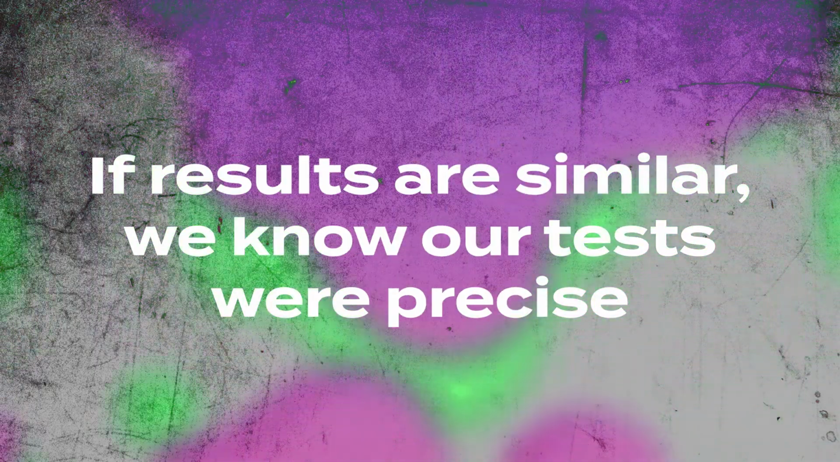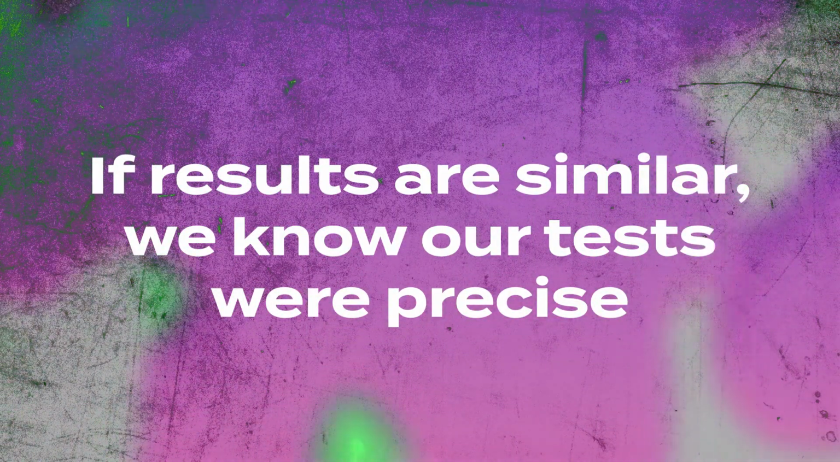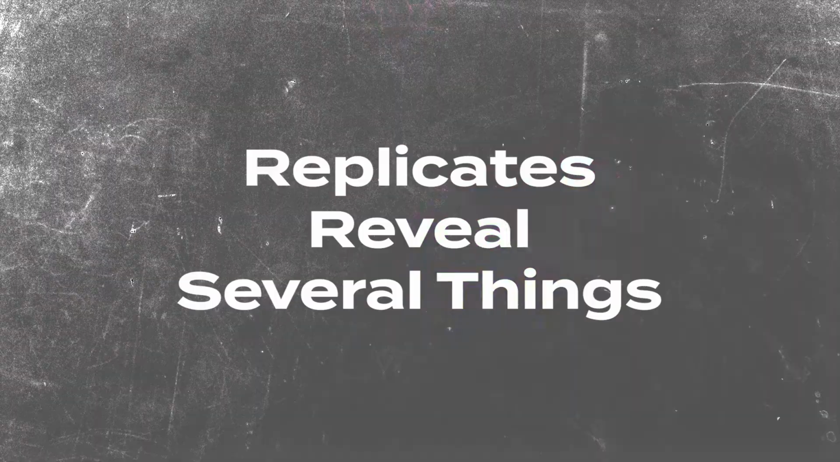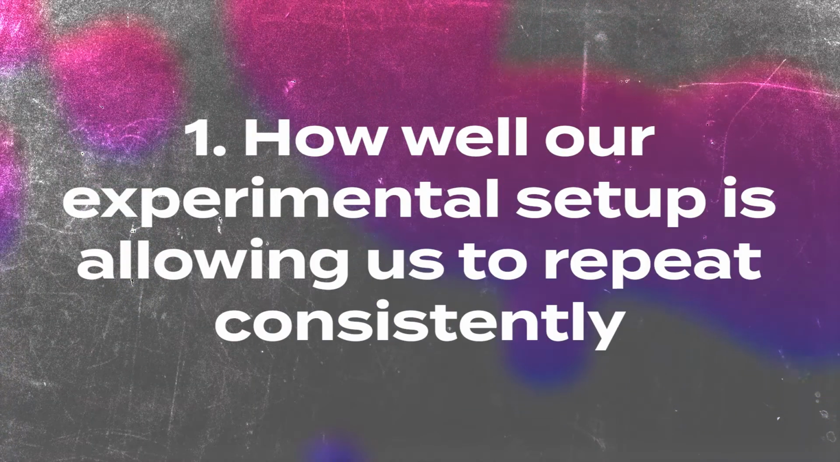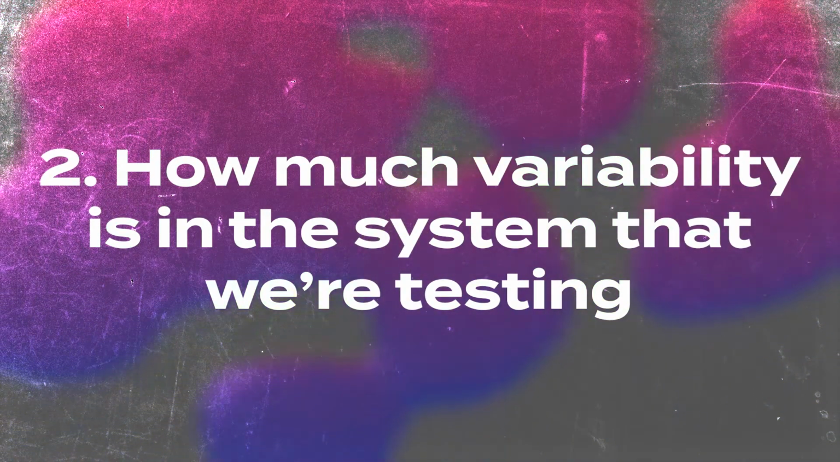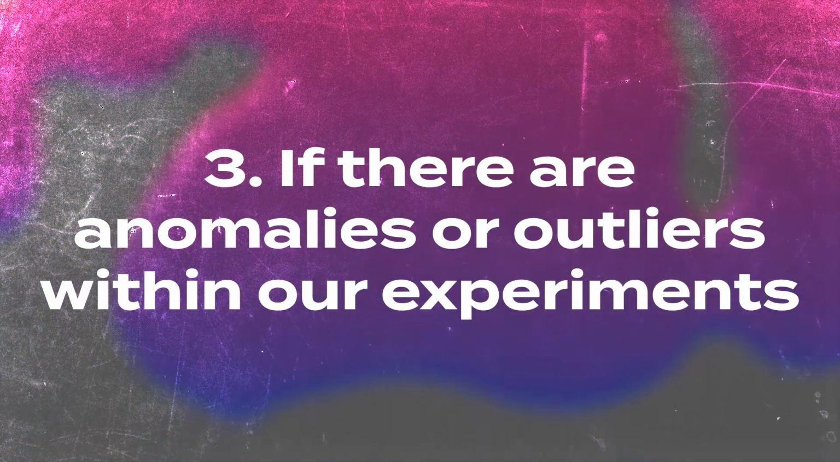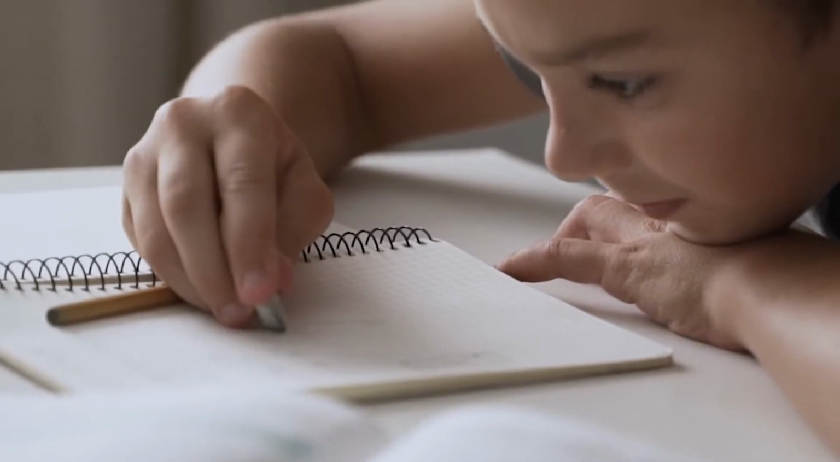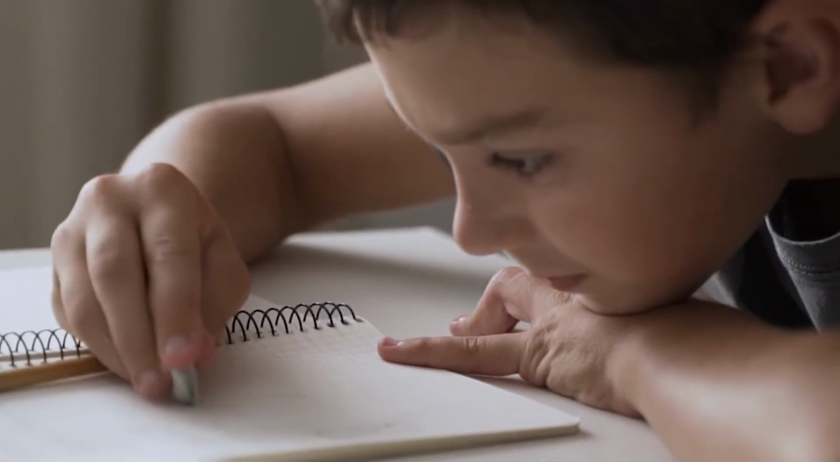If the results of all of our replicates are similar, we know that our tests were precise. Replicates reveal several things, including how well our experimental setup is allowing us to repeat our experiments consistently, how much variability there is in the system that we're testing, and if there are anomalies or outliers within our experiments. We use replicates to tell us how much error is in our experiment.